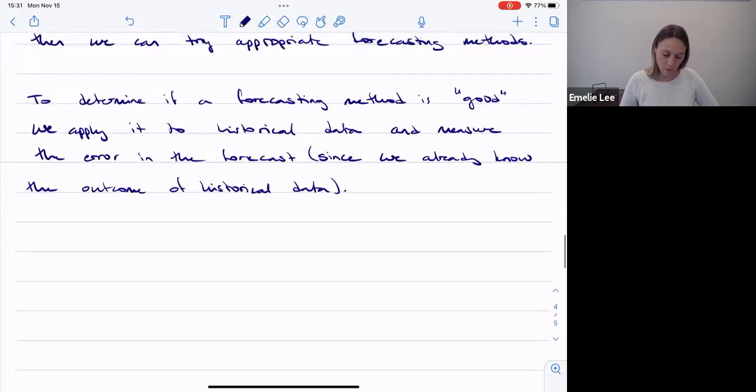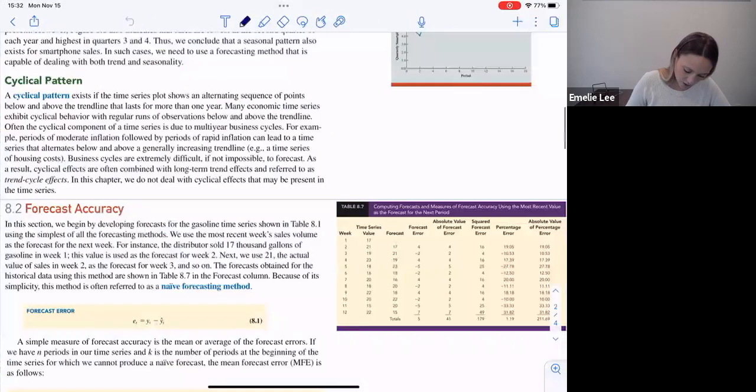Okay, so we need some measurements for the error, and there are a few key ones that we're going to talk about. We don't just look at one error. We look at what we can say in terms of the error. And so that's section 8.2.